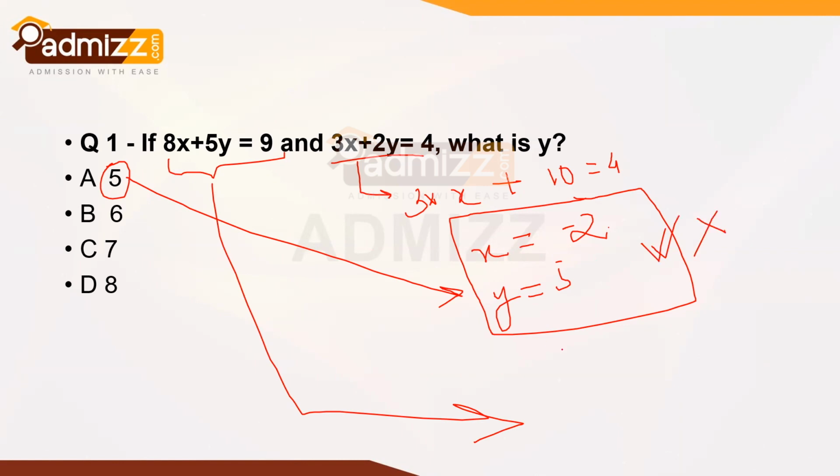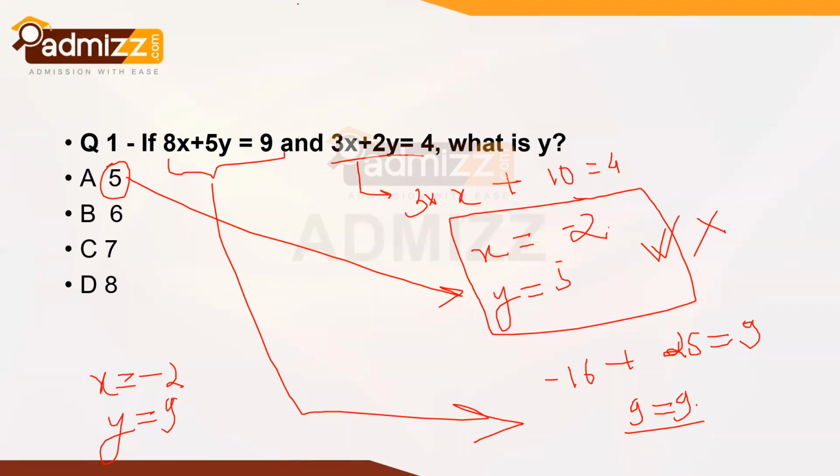So when you put x equals minus 2, this becomes minus 16 plus 25 equals 9, right? And so we get 9 is equal to 9. So the correct answer in this case is, in fact, x equals minus 2 and y equals 5. Definitely, the correct answer is 9 in this particular case. Sorry, 5 in this particular case. This is 5. Is this clear to everyone?